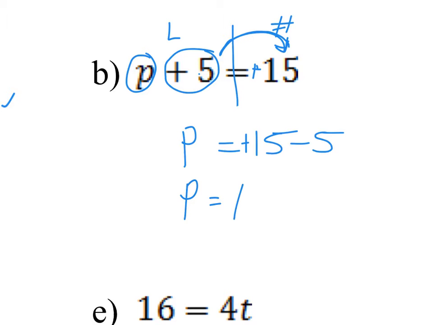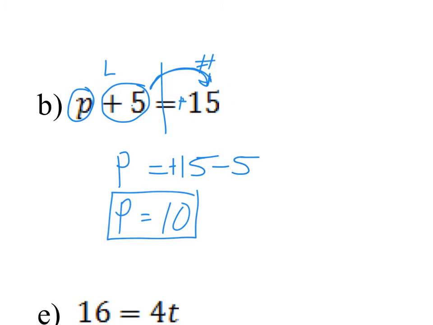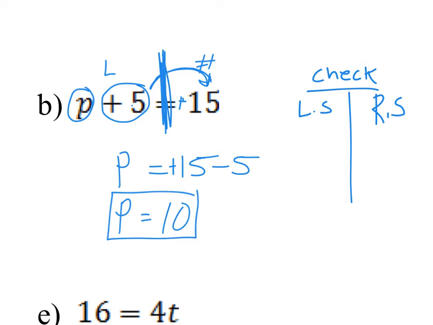15 minus 5 ends up being 10. So my solution for p is 10. I'm going to check this solution by performing a left side, right side check. So left side, right side. What is this left side and right side referring to? The left and right side of my equal sign. This is the left side of my equal sign. This is the right side of my equal sign.